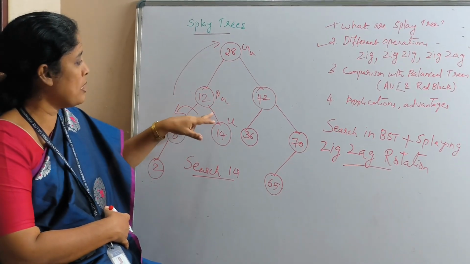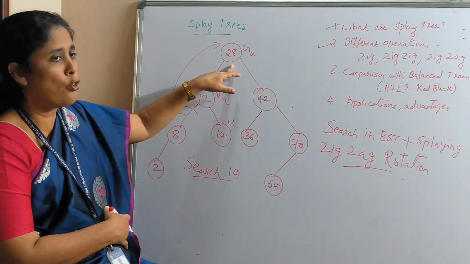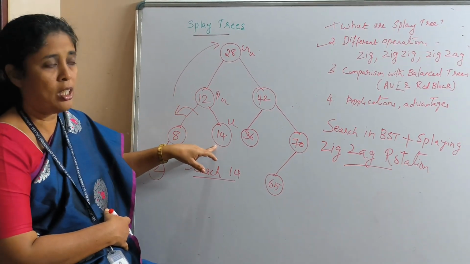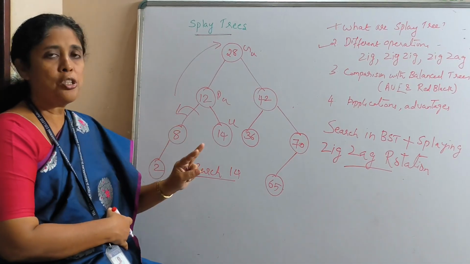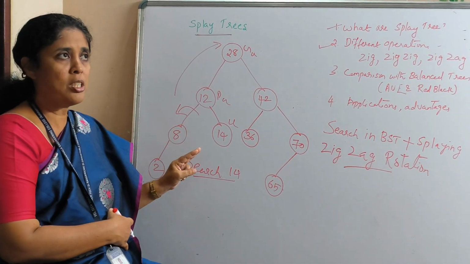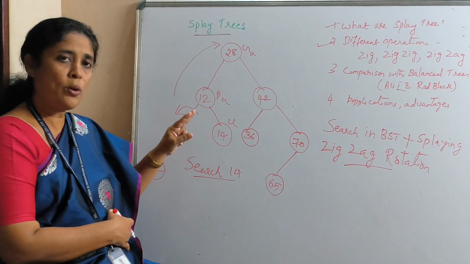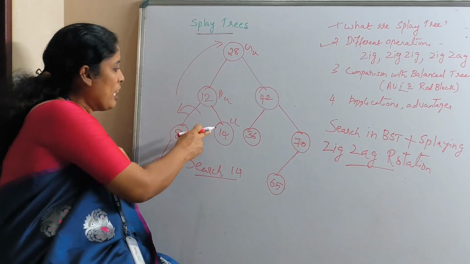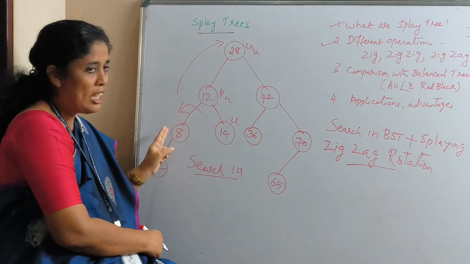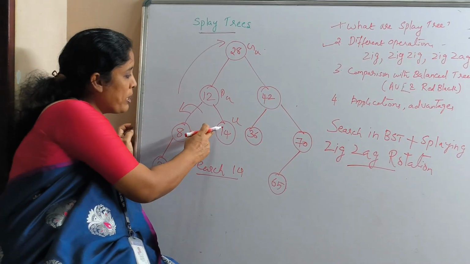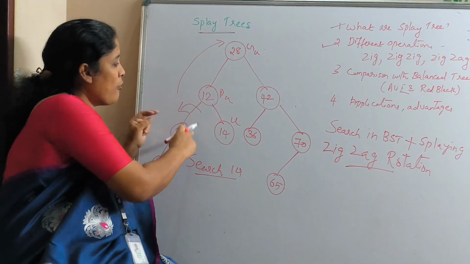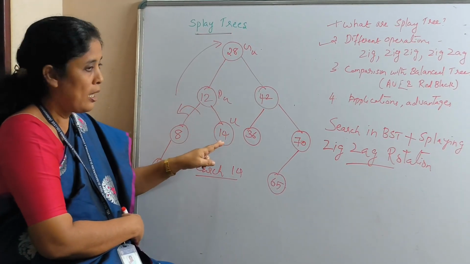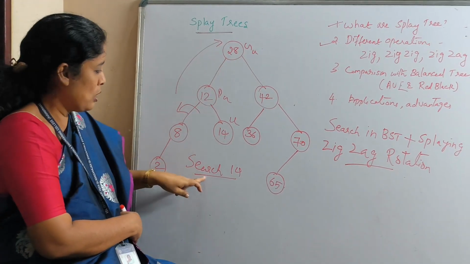This is U, this is the parent of U, this is the grandparent of U. So it is here in the left direction and then you have it in the right direction. Here we are going to do two rotations. One is the zig rotation, the other one is the zag rotation. One towards the left side, the other towards the right side. When one left rotation is done, you bring this 14 to this position, and from here you do one right rotation and move the element to the root position. So search 14.